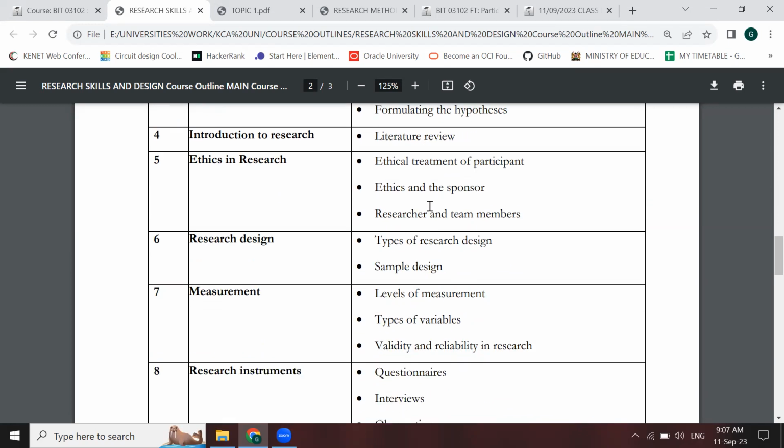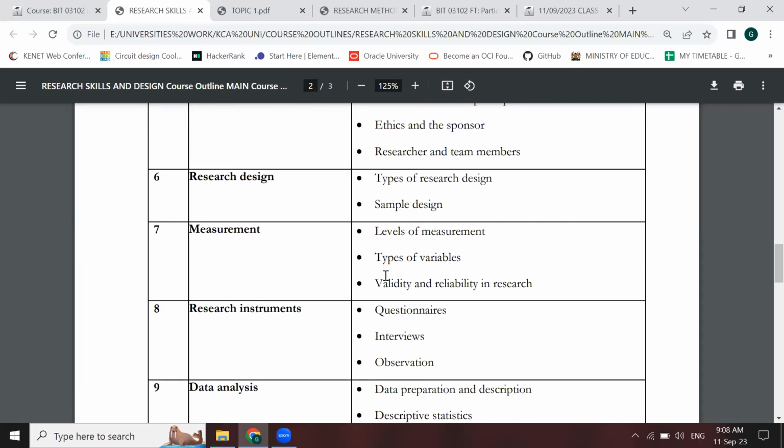Then measurements, levels of measurement, types of variables, validity and reliability in research. All these are key concepts that we all need to check as we continue with our research. Types of variables, I'm hoping you did this some times back. We have dependent, independent, and I'll discuss the same in details using some key examples.